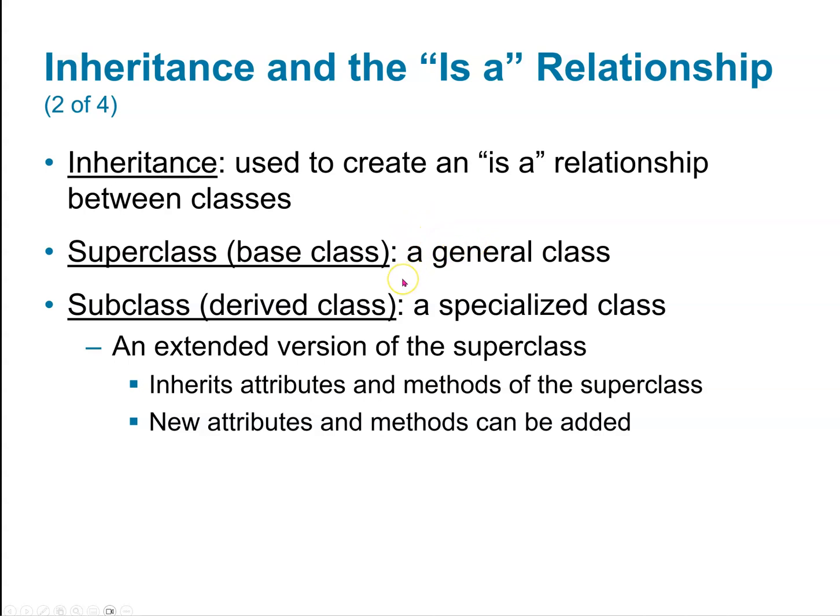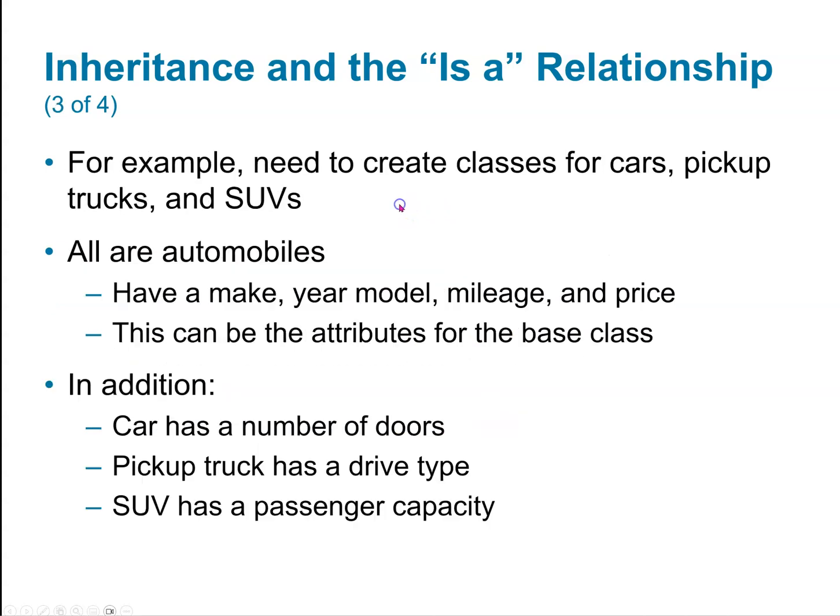In programming, inheritance is used to create an is-a relationship between classes. We have a superclass, which is our base class. It's a generalized class. A subclass is what we call a derived class. Superclass would be insect. Subclass would be bee. A subclass is an extended version of the superclass. It inherits attributes and methods of the superclass. New attributes and methods can be added.